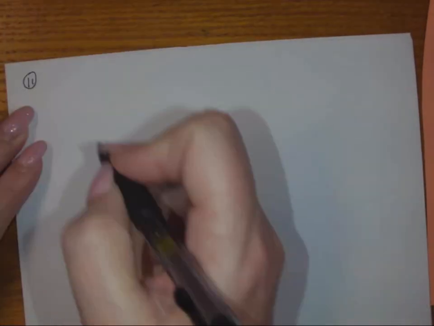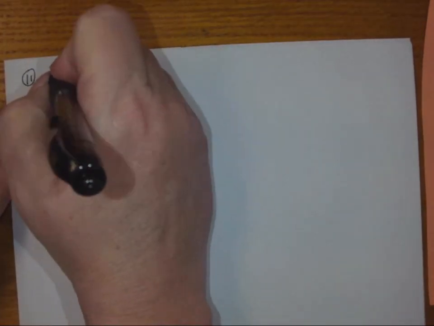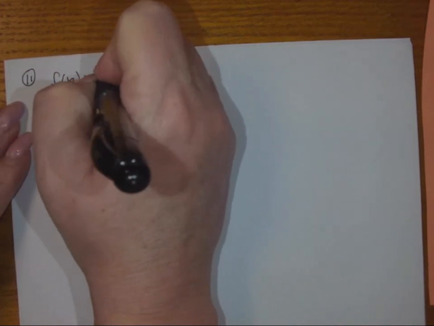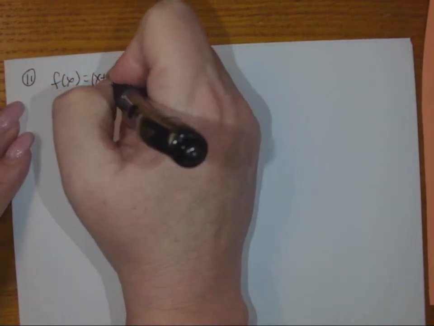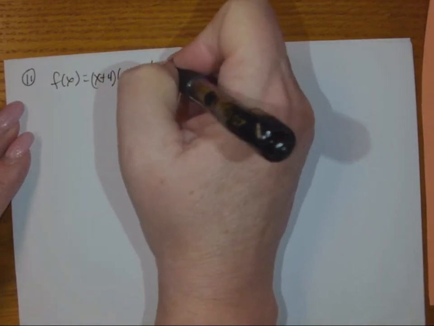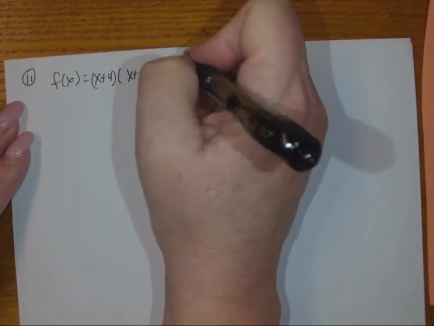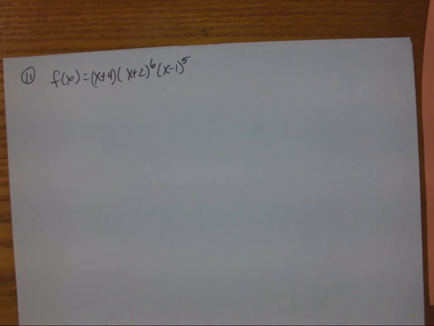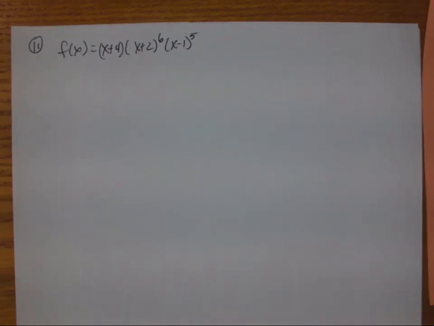So on number 11, we are given the function f of x is equal to (x plus 4) times (x plus 2) to the 6th times (x minus 1) to the 5th. So that's our original function. We have to do lots of things here.